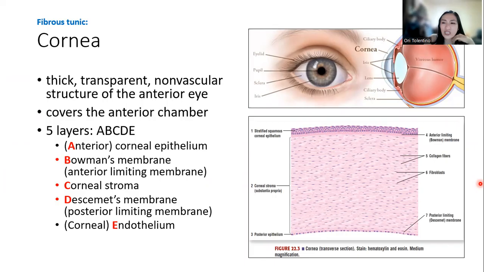So the eye actually has many different structures with many layers. So I made mnemonics of some to help us better remember each, okay? So for the cornea, the 5 layers are the A, B, C, D, E. A for the anterior corneal epithelium, actually just the corneal epithelium. We just added the word anterior to it so we can remember where it is and to make it the letter A. B for Bowman's membrane or the anterior limiting membrane.